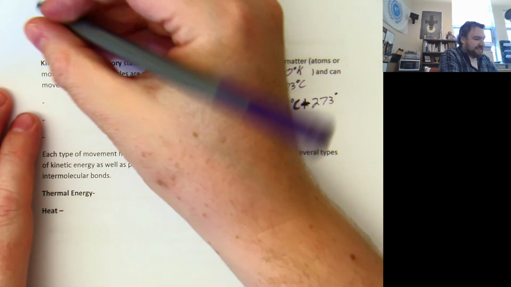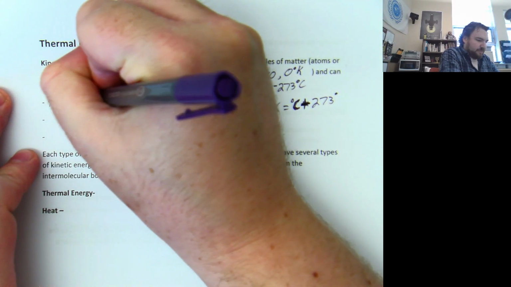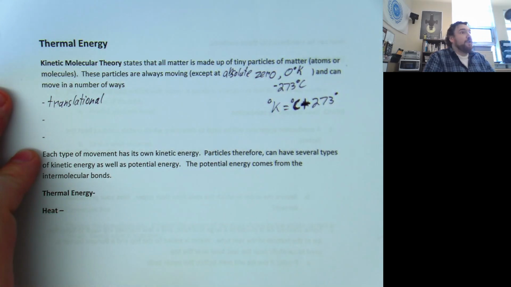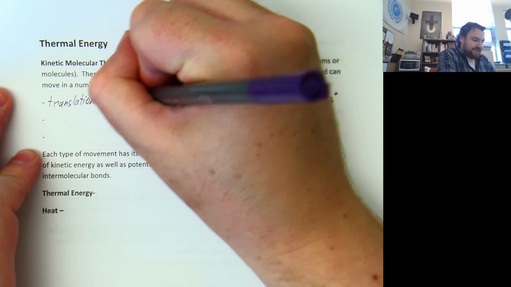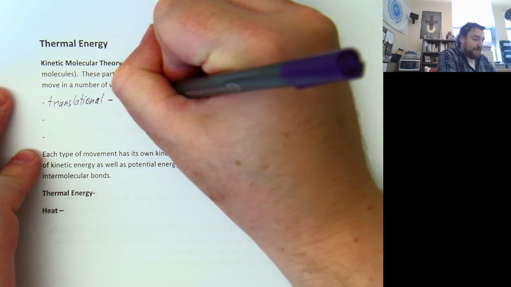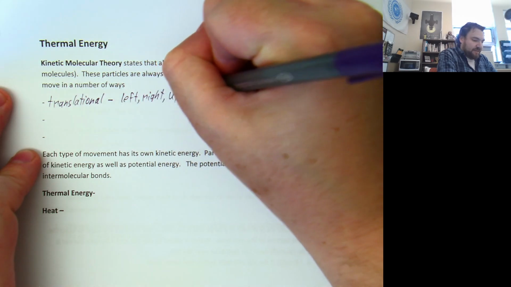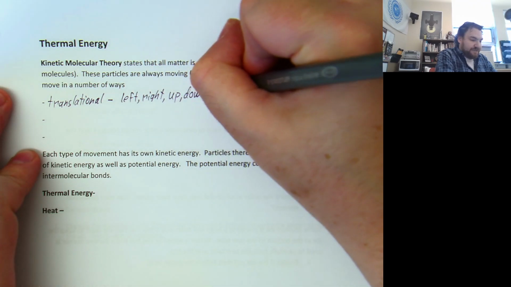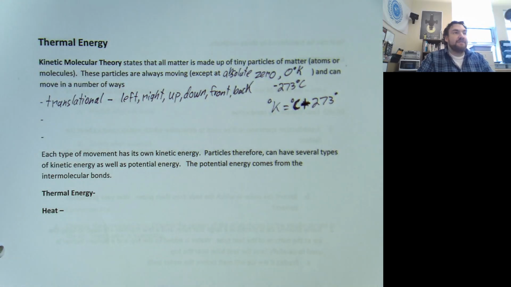Okay, we call that translational motion. So you can move translationally. A translational is not just left to right or side to side, as Brad said. It's also up and down. Up, down, frontwards, backwards. These are all of the ways that you can move translationally.